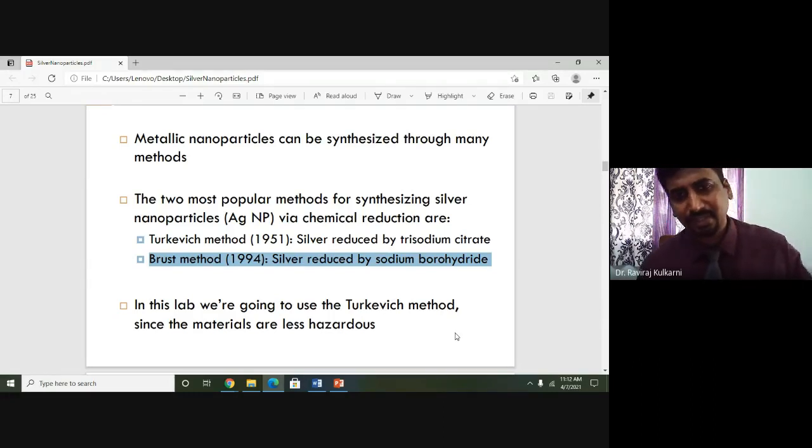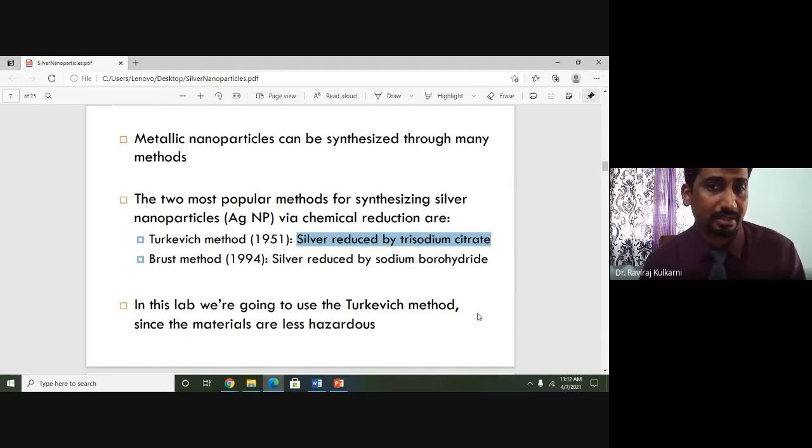Okay, in the examination, I may ask you, explain any one method of preparing silver nanoparticles. You can explain the Turkevich method or the Brust method. Okay, in the Turkevich method, we use trisodium citrate. In that, 60 ml of 1 millimolar silver nitrate is boiled. Then we add dropwise trisodium citrate. Okay, 6 cc of 10 millimolar trisodium citrate we add.